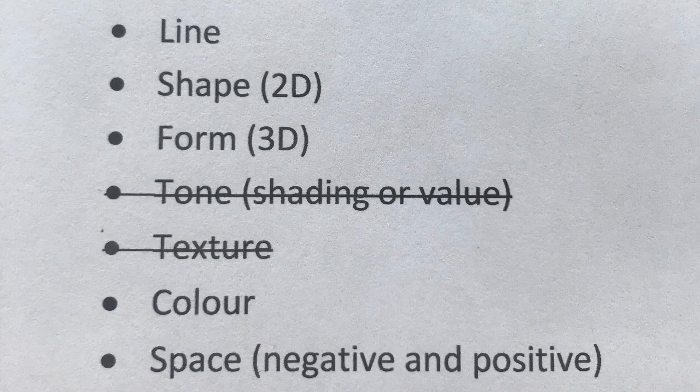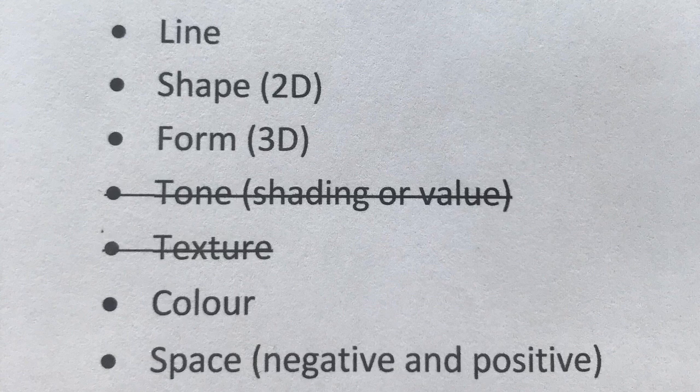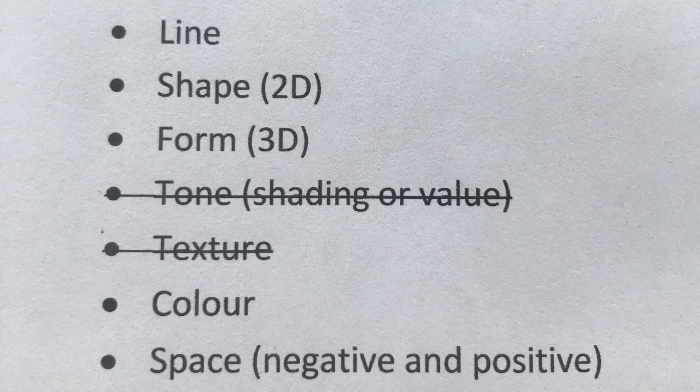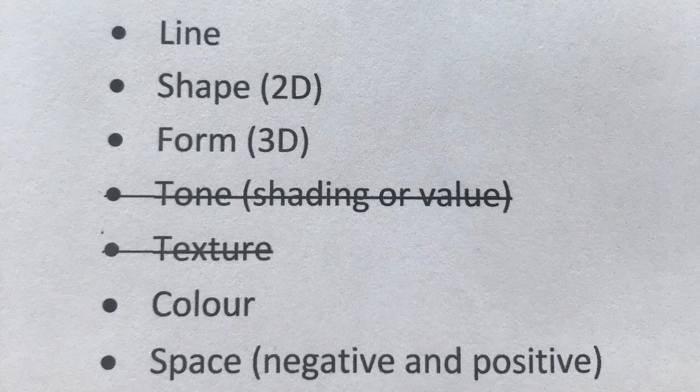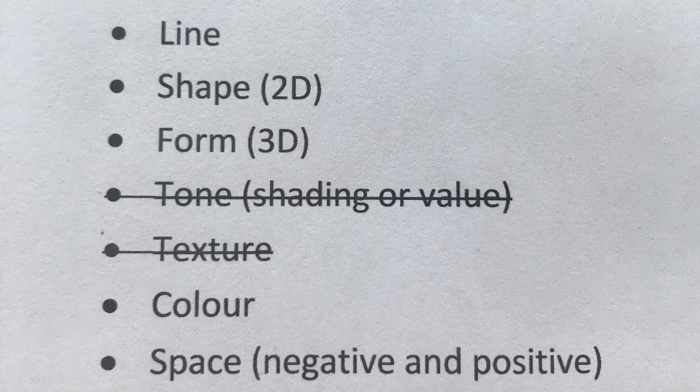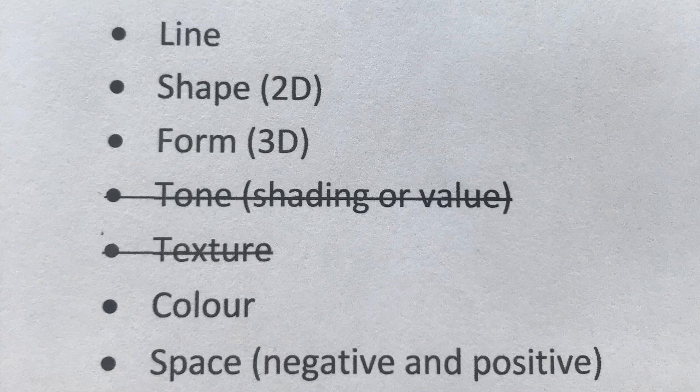Now, if you have a look on the list, you'll see that there's shape, form, tone, texture, and space as well. You will also see that I've drawn a line through tone and texture. They are important elements of art, but we are dealing mainly with expressive protest artwork. So I don't really need you to understand those 2 elements while we do protest artwork.